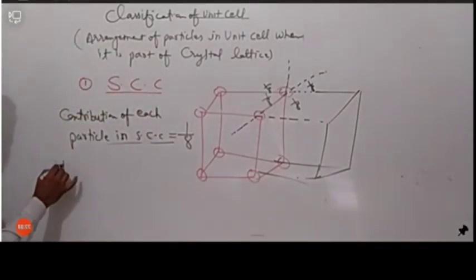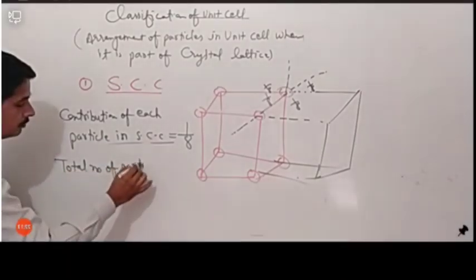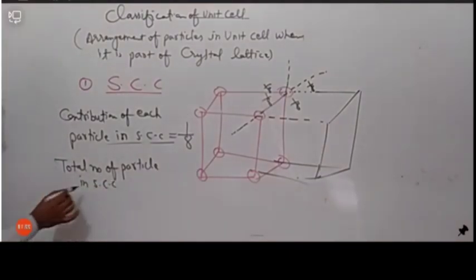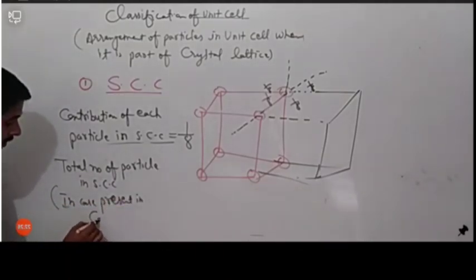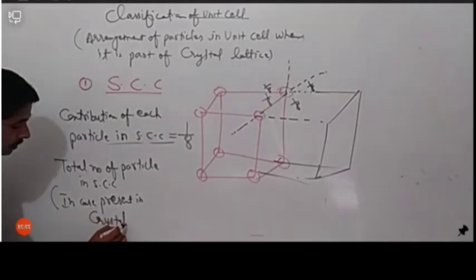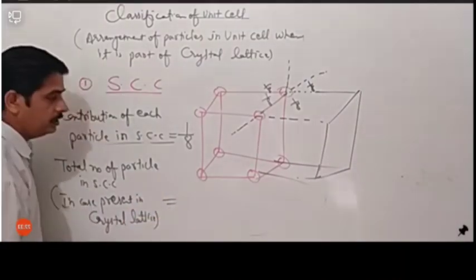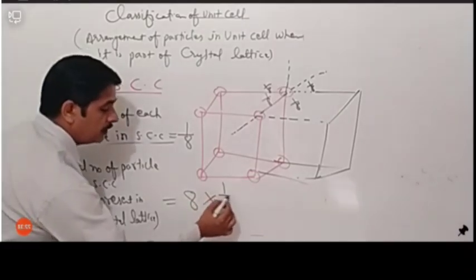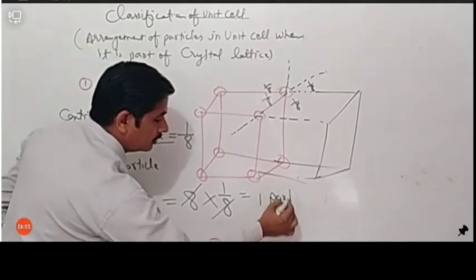Let's see the total number of particles in SCC, in case it is present in crystal lattice. So how will it be calculated? It has total 8 particles and each particle has 1/8 contribution. So overall there will be 1 particle counted.